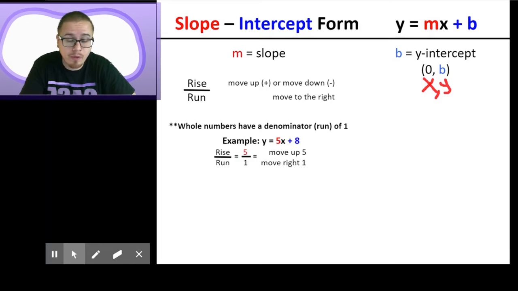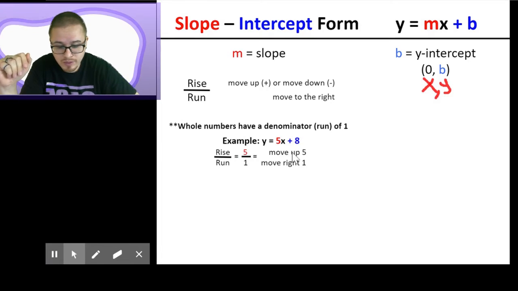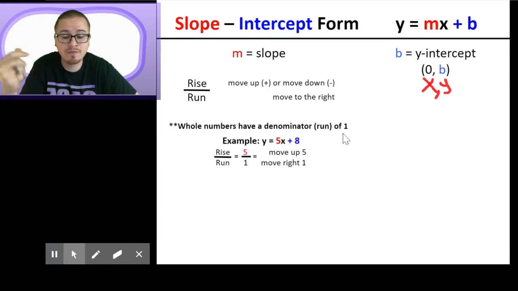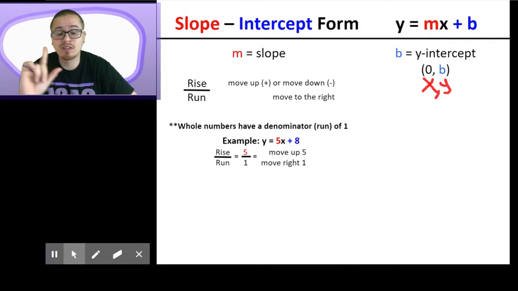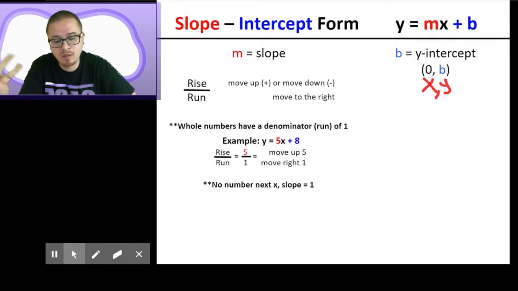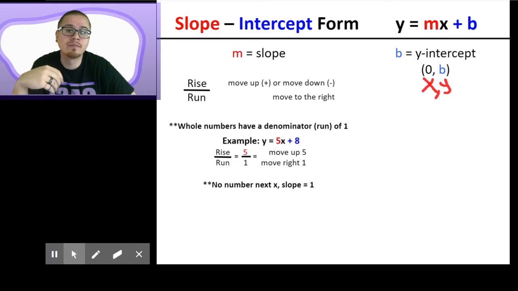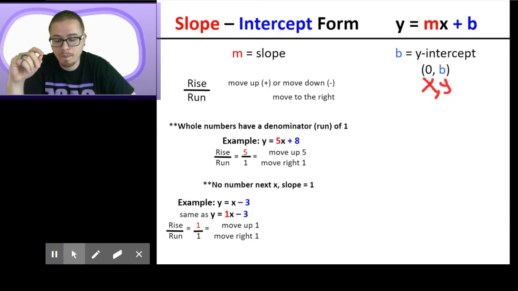Every number you can divide by 1. So in this equation, y equals 5x plus 8. 5 is the slope, 5 is the m. And it's a positive slope, and it says you're going to go up 5 and over 1. Y-intercept is 8, 0, 8.